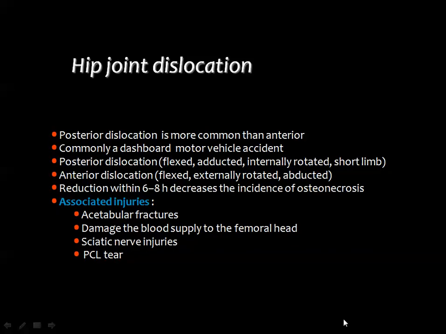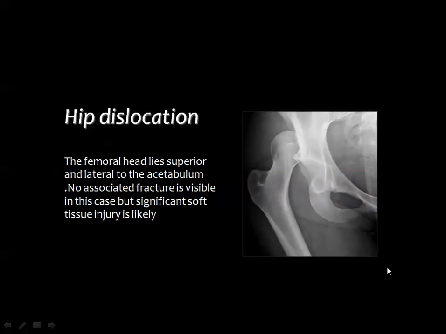And posterior dislocation is common and is usually secondary to motor car accident. And the associated injuries include acetabular fractures, damaging of the blood supply of the femoral head, and sciatic nerve injuries in 10% of the cases, and also injuries in the knee, especially posterior cruciate ligament tear.